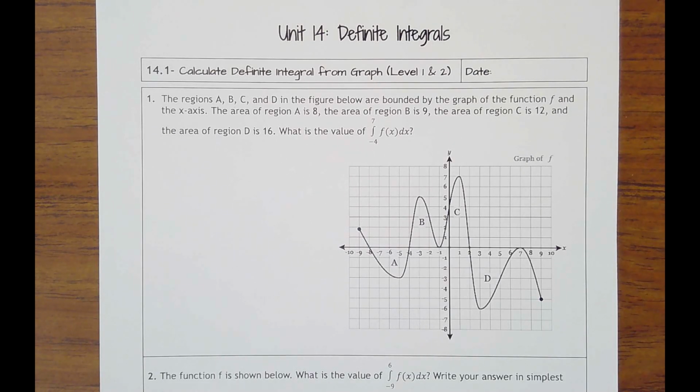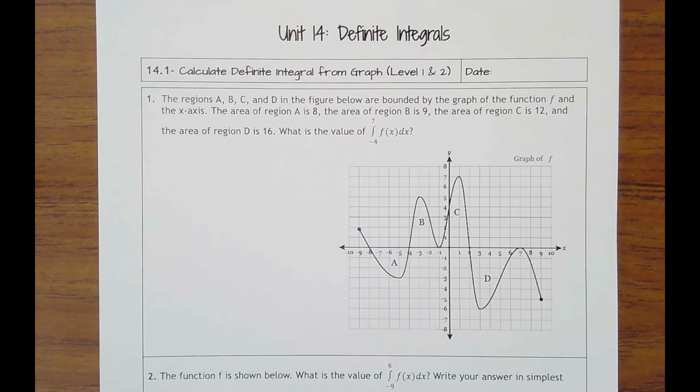Unit 14 is called definite integrals. We've learned about integration, and integration means that we're finding the area under curves. And normally it's always the area between the x-axis and a curve. So lesson 14.1 is calculate definite integral from a graph. This will be level 1 and 2.